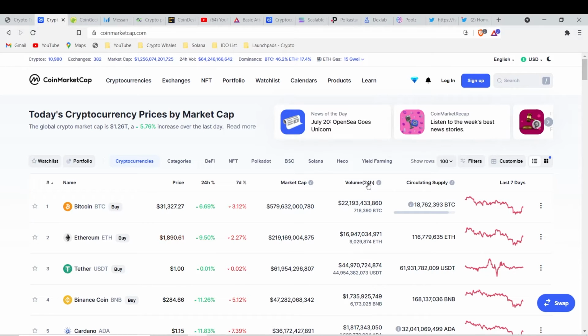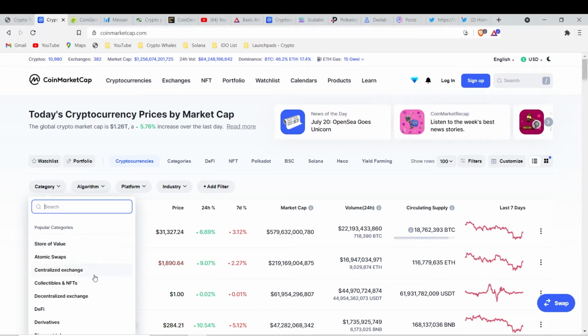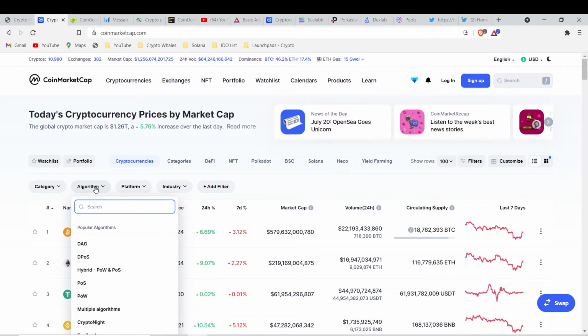As well as volume, you can filter them by the volumes in the last 24 hours, the circulating supplies, and also look at the graph, which is the price action that you can see in the last 7 days. Obviously, you can filter them according to what you want to see, whether it's the category of cryptocurrencies, or algorithms being used as part of the cryptocurrency itself. For example, Bitcoin will be proof of work, and Cardano or ADA will be proof of stake, as an example.